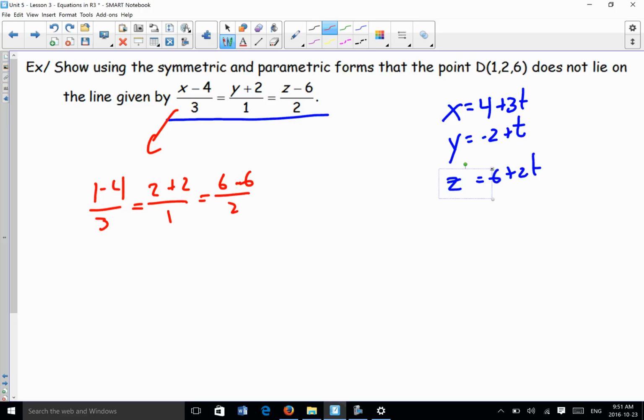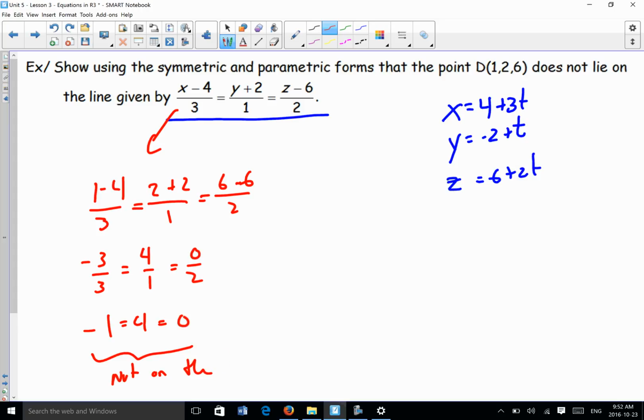Now the emphasis there is should. So let's see what happens. On the top I get negative 3 over 3, I get 4 over 1, and I get 0 over 2. If I simplify that, I get this. Well, that's obviously not true. All three of those are not equal to each other, much less two of them. So this is not on the line. They would all have to be equal for that point to exist on that line. So that's the symmetric version.